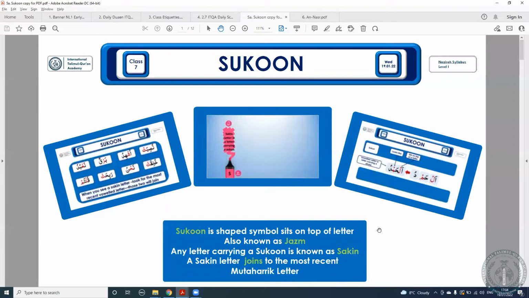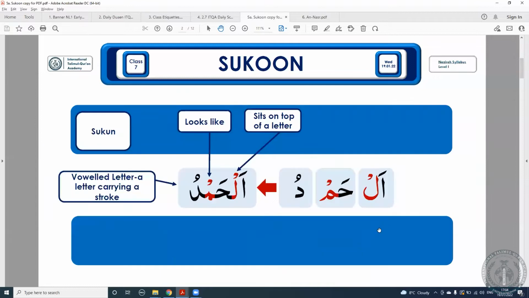And now we're going to find out what those words mean. Okay, let's have a look. So you can see over here on top of this lam, you see this shape over here. This is a sukoon. And on top of this meem as well, you can see we have the same shape. So both on top of the lam and on top of this meem, we can see what a sukoon looks like.